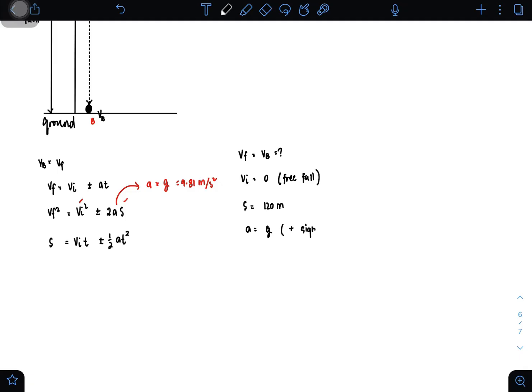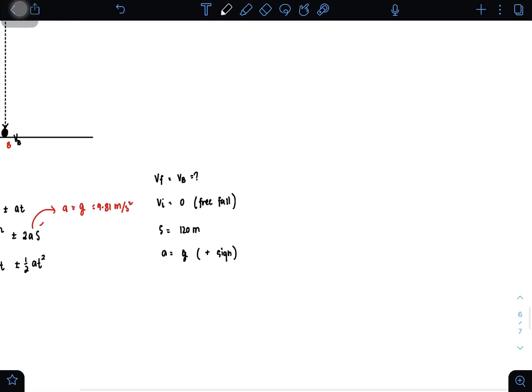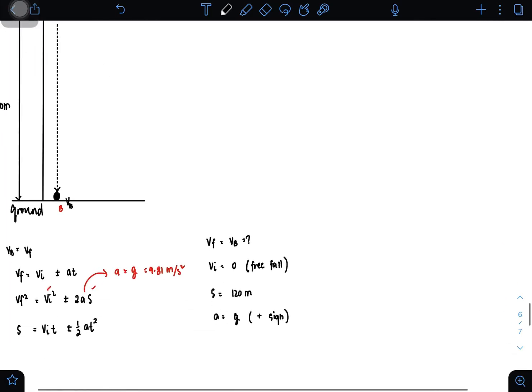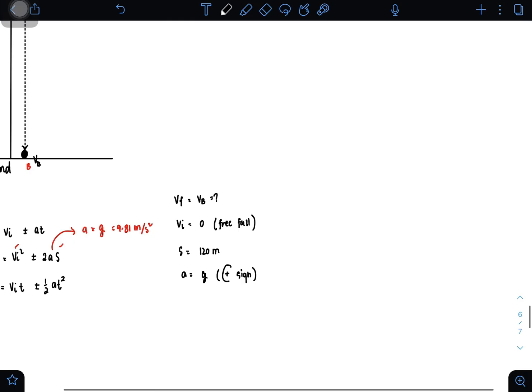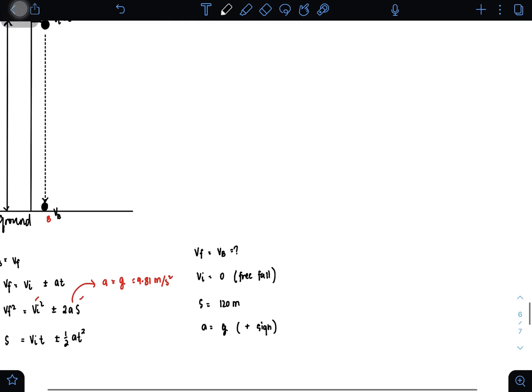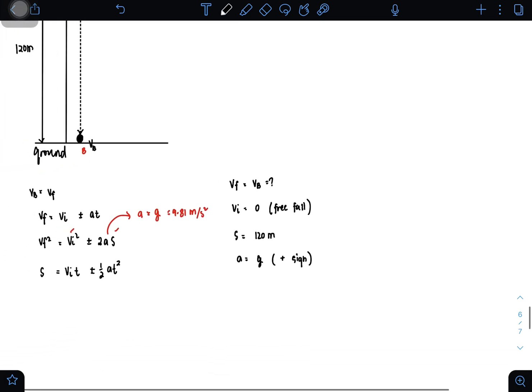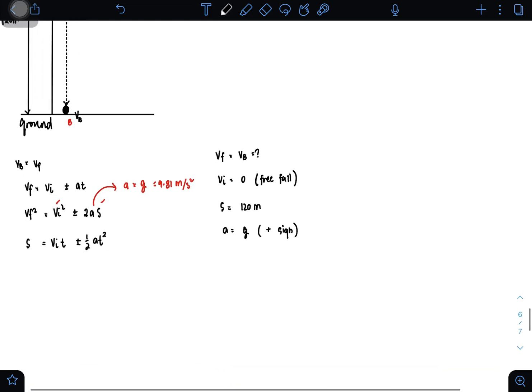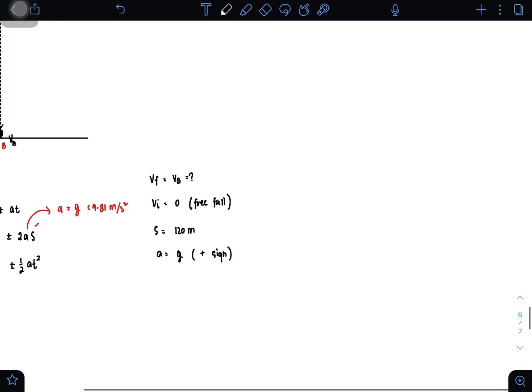sign. Why the positive sign? Because the gravitational attraction is downward. Since that's downward and the motion is downward, it goes together with the direction of the acceleration, the gravitational acceleration. Therefore I'm going to use the positive sign. So again, when the body moves down, that's positive g. When the body moves up, that's negative g. That's from the previous discussion that I had in the introduction. Alright, so we're going to solve the final velocity.